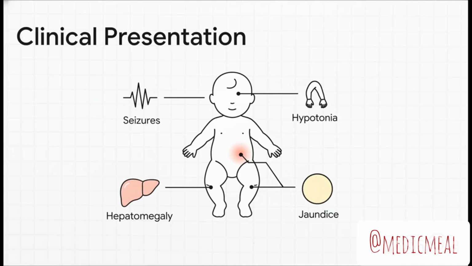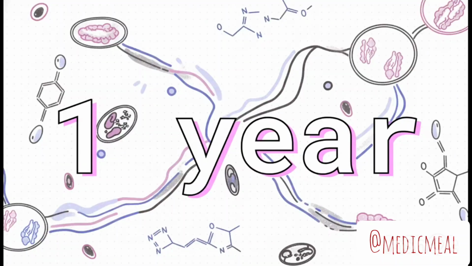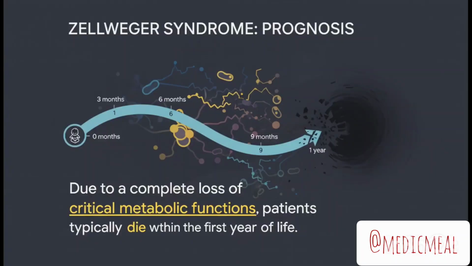And this biochemical chaos leads to a truly severe clinical picture that affects multiple body systems. We see profound neurological dysfunction like severe hypotonia and seizures, along with serious liver problems that show up as jaundice and an enlarged liver, or hepatomegaly. And the prognosis is, unfortunately, uniformly fatal. Because of the complete shutdown of so many critical metabolic functions, patients diagnosed with Zellweger syndrome typically die within their first year of life.